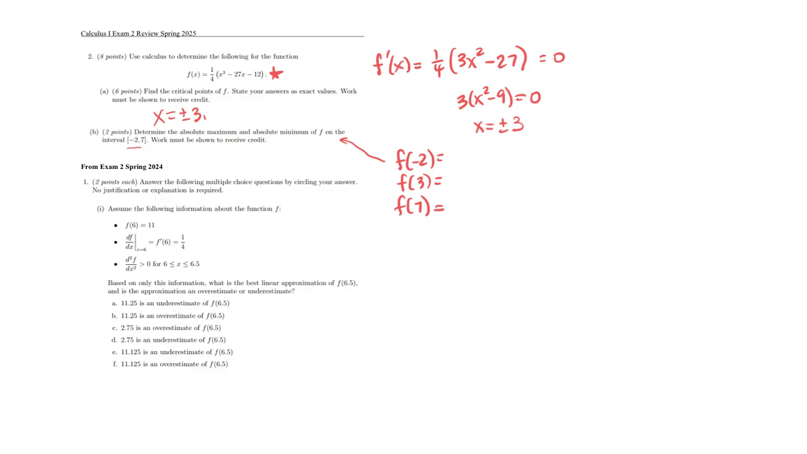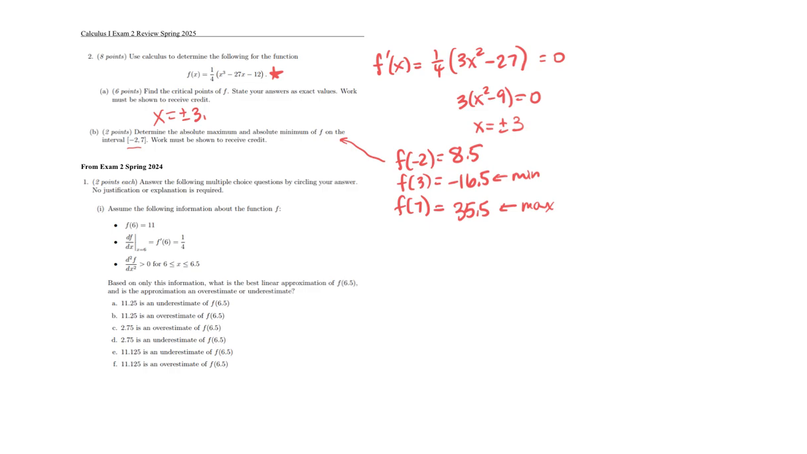For me, the easiest thing to do is to plug that into my graphing calculator, into the graph, and then hit the trace button and type in those values. If I trace at -2, I get that the answer is 8.5. If I trace at the value 3, I get -16.5. And at 7, I have 35.5. So the biggest of these is the global maximum, and the smallest is the global min.